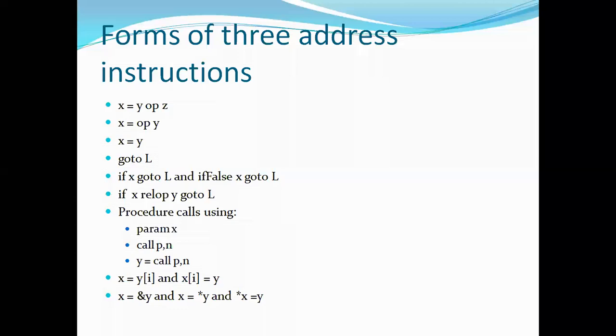If my program is an array program, or I am using arrays in my language, then I need to use the last but one format. And for pointers, for addressing nodes, I need to use these: x is equal to ampersand y, x is equal to star y, and star x is equal. These are the ways of representing the three address codes, right?